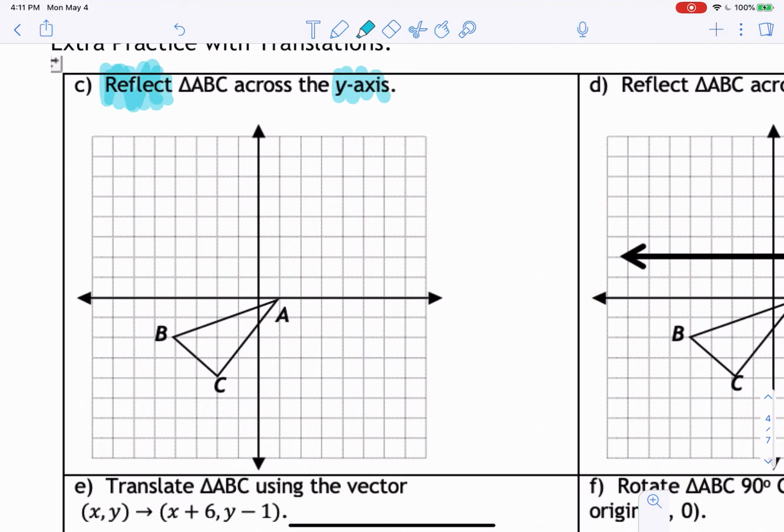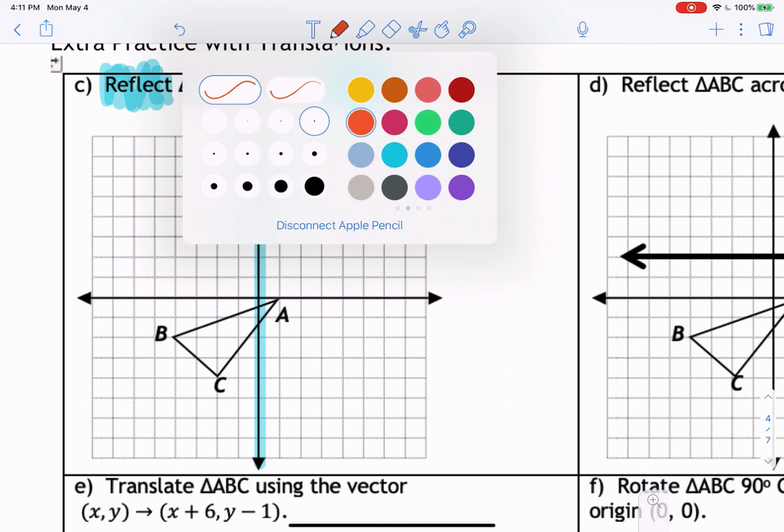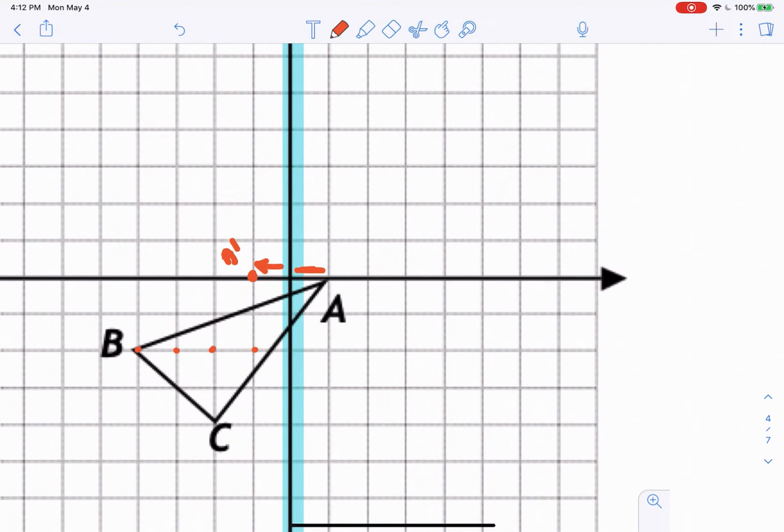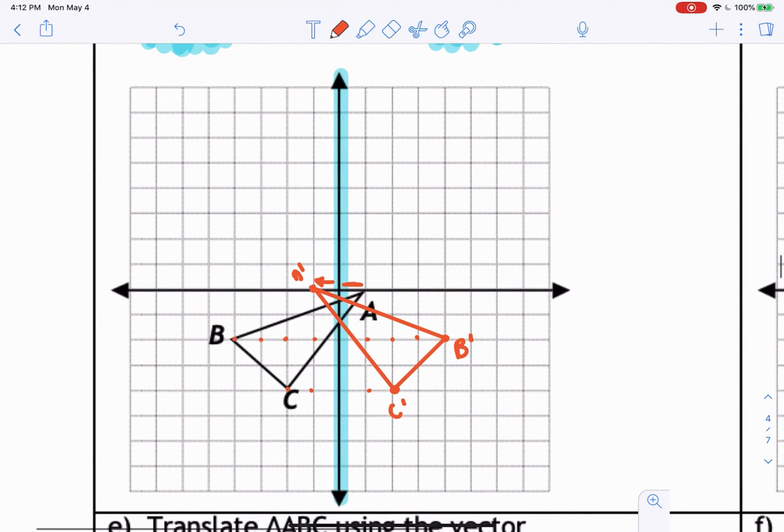So it says reflect over the y-axis. Here's the y-axis. Point A is one space to the right, so now point A prime is going to be one space to the left. B was 1, 2, 3, 4 spaces to the left. Now it will be 1, 2, 3, 4 spaces to the right. Same thing with C, 1, 2, 1, 2. Connect your dots. And we get our new image.